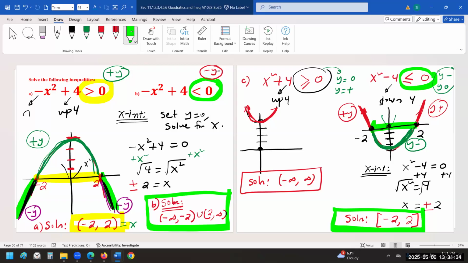So brackets on both ends. Let's say you're taking negative 3 here. For this negative 3, what is your y? Positive, right? Are you looking for positive y?